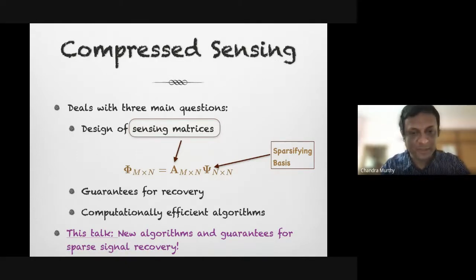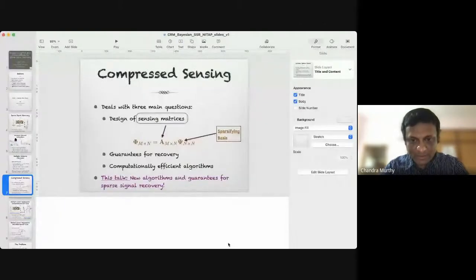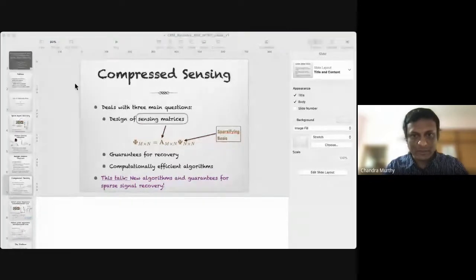Just excuse me for a second. I need to press hide here. Okay, that's better. Now we go back to the slides.